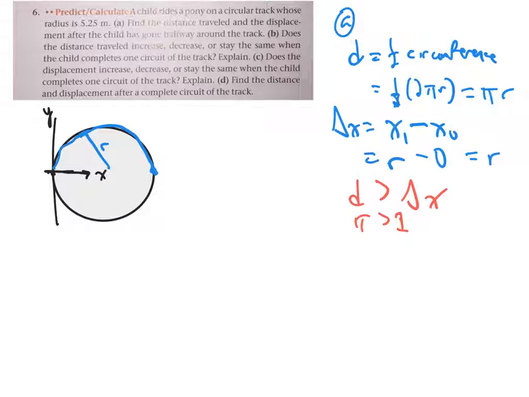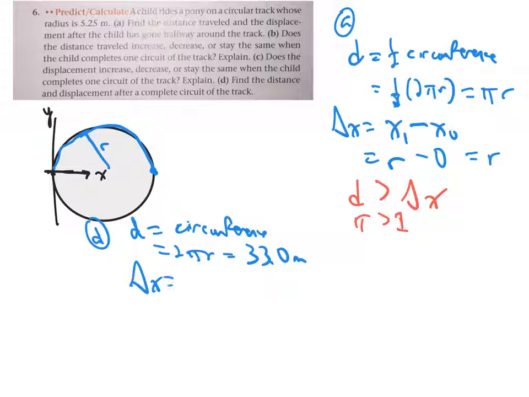And then part D is actually find those. So in part D, we have that the distance is now a full circumference. The child's gone around the track once. So that's 2 pi r, which is going to be something like 33. But the displacement, which is x2 minus x0, but the child's back at the origin, so 0 minus the 0 started is 0, showing, as we said, that the distance increased, but the displacement decreased.